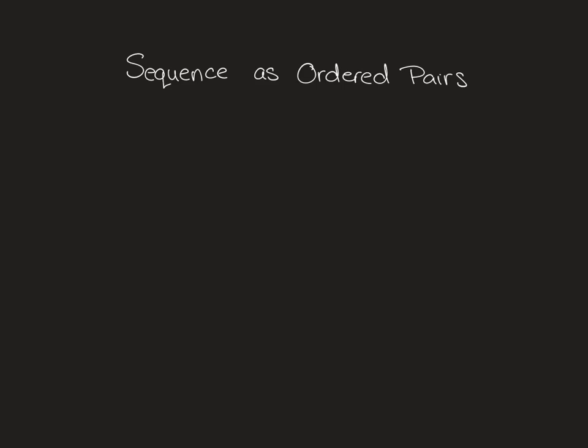Today's lesson is on sequences as ordered pairs. A sequence is a list of numbers, and in our examples, they'll often follow a little bit of a pattern. Now, we can turn these into ordered pairs because we can see which term is which in the sequence.